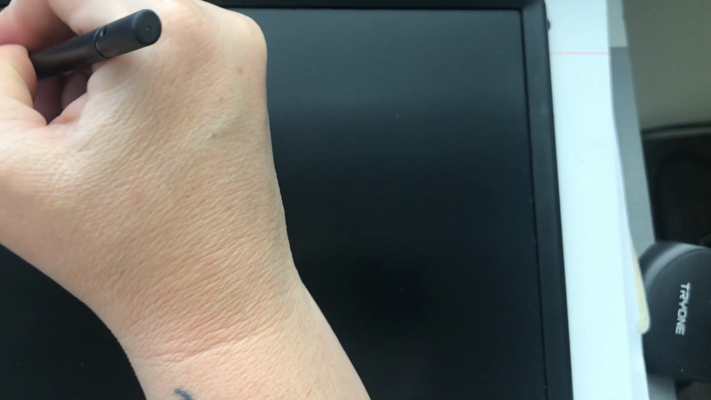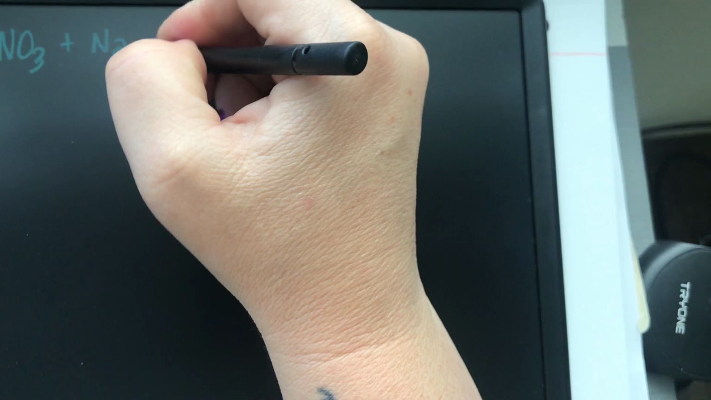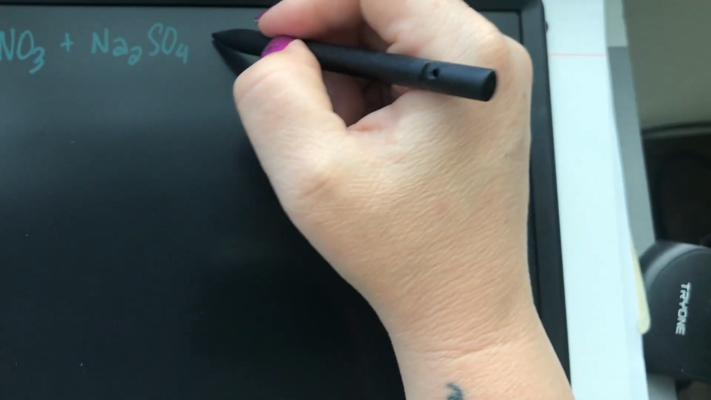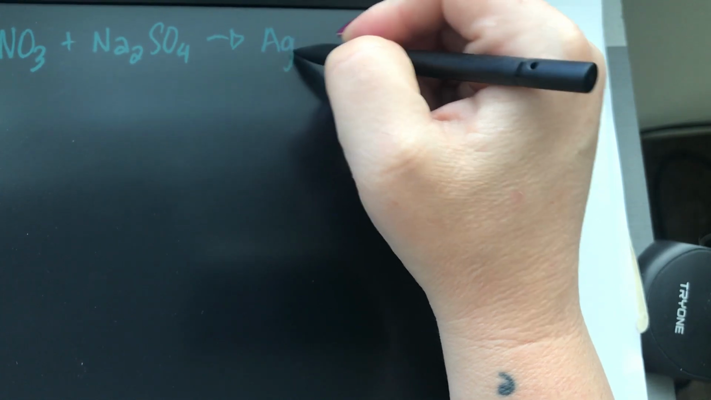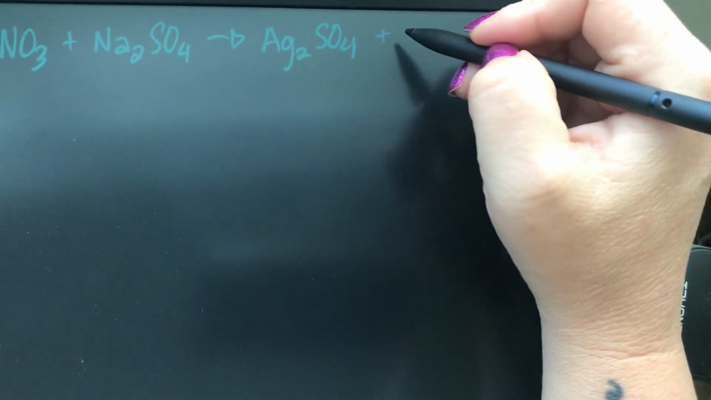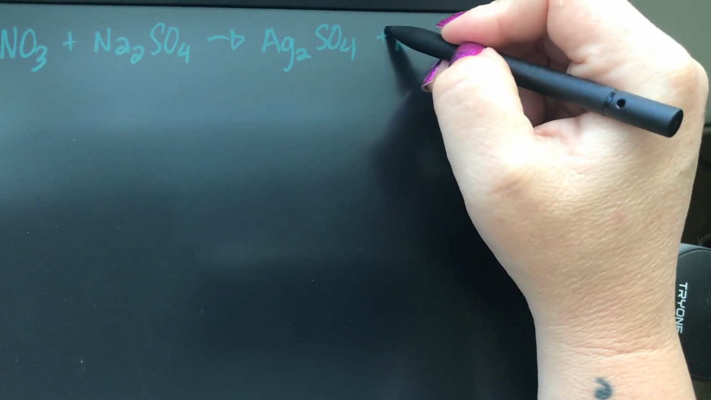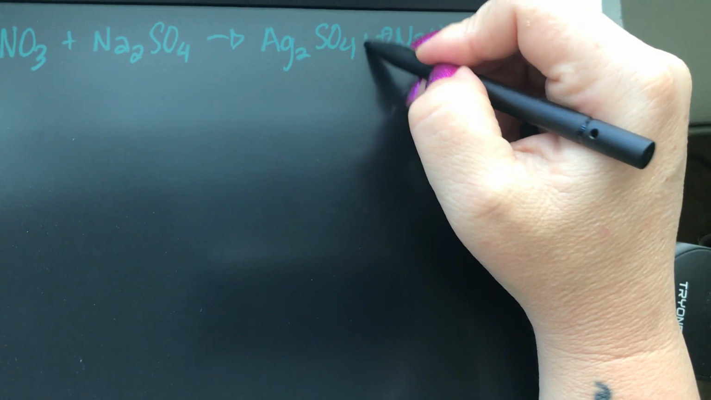So we have silver nitrate reacting with sodium sulfate to form silver sulfate solid and two sodium nitrates.